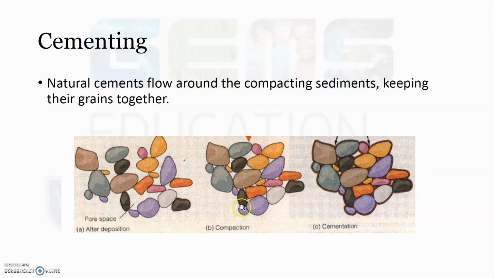Now, because of compaction, they got together because of more and more rocks here. Now what happens is that water is squeezed out of it, meaning that they're going to be glued together to make sure that it becomes one rock and does not wear away.